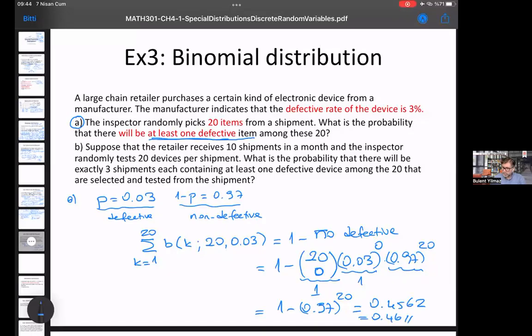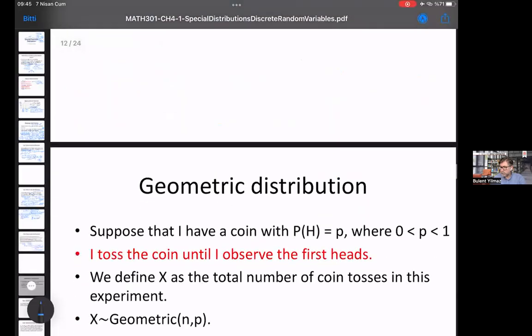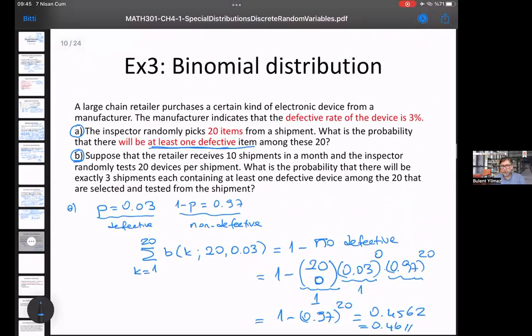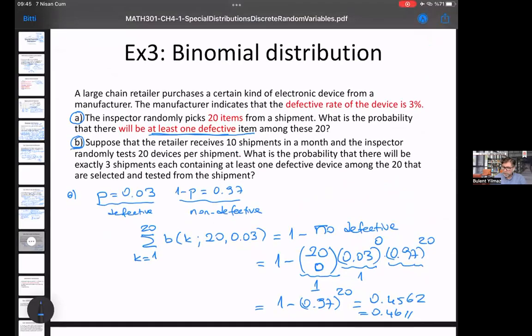But let's think about this B part again. Now I want you to read part B, and then once part B is over, we're going to go to a new distribution. Before that, we will have a break of 10 minutes, okay? Now I want you to focus on part B.